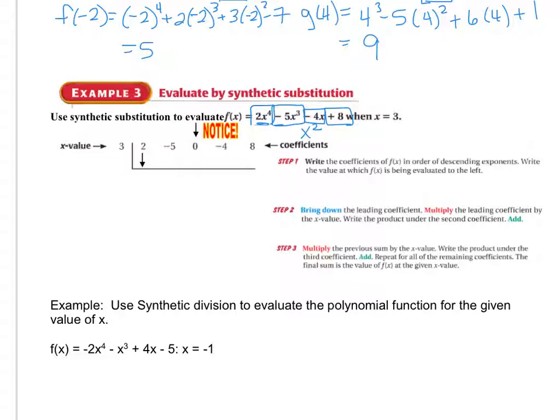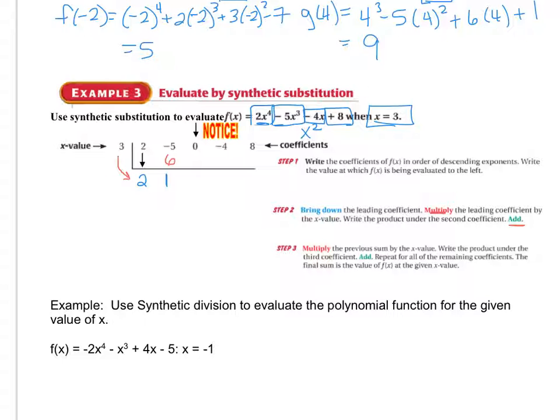All right, so now the first thing you do once you get it written like this, you make this bar, and then the number that you're trying to find goes out front. That's the x value. So once you get this set up, the first thing you're going to do is drop the 2 down, drop the first term down. Then you multiply. So we're going to take 3 times 2 and put that number here. So that's what it says, multiply. And now we're going to add. So we add negative 5 plus 6, which makes 1.